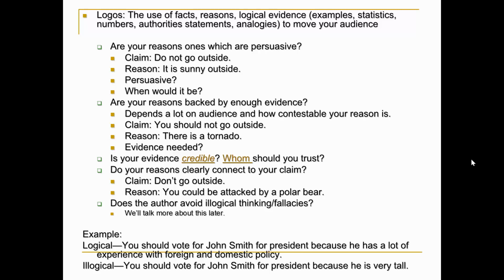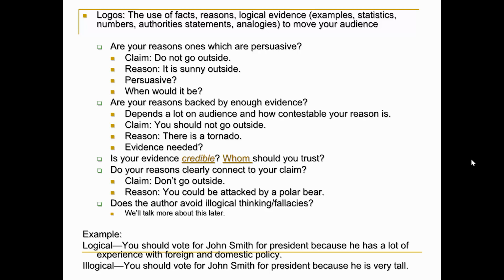And this really depends on the audience, right? How much evidence do you need? If you have a skeptical audience who is unlikely to accept your claim and your premise, then you probably need more evidence because you're going to have to really convince them of this. But if you're preaching to the choir, then you don't need a lot of evidence because they already agree with you, or they agree with you enough to listen to you at least.